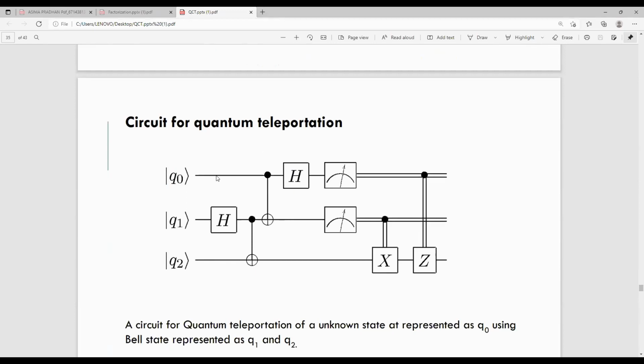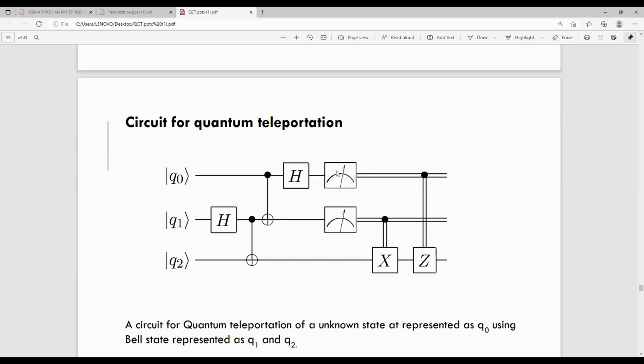Now, how do you teleport? Now that I have come up with circuit language, I'll show you that if you want to teleport this object Q0, an unknown state, to this side, these are the kinds of gates you have to employ. Hadamard, I have told you, is a matrix. Control-NOT also I have shown you what it is. Hadamard is a 2 by 2 matrix, 1 by root 2 times 1, 1, 1, minus 1. Control-NOT is a 4 by 4 matrix, which is 1, 1, 0, 1, 1, 0. The rest of the elements are 0.